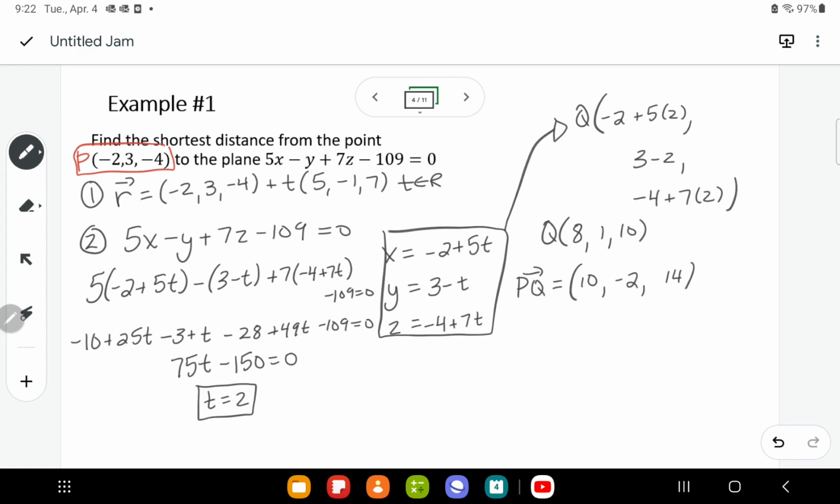So here, we're going to take the magnitude of PQ as my distance. So that is the distance from point P to that closest point on the plane. And we've got 10 squared plus negative 2 squared plus 14 squared. And 196, I think that's square root of 300. Okay, you can leave that as an exact value.